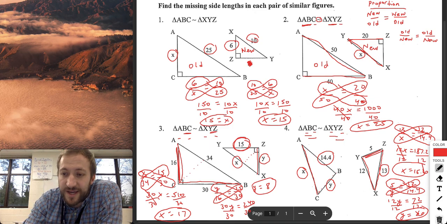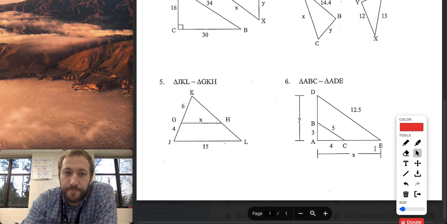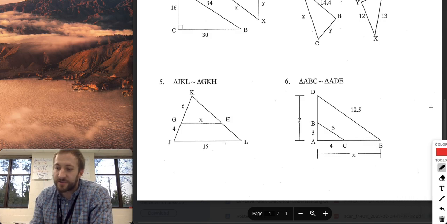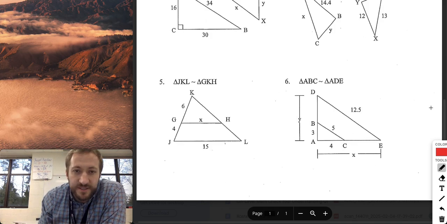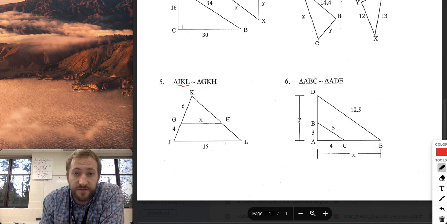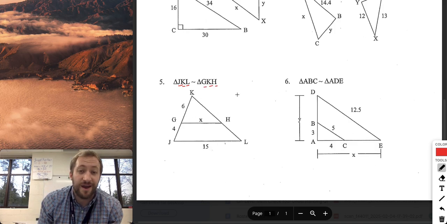All right, let me give that an erase so I can scroll down. There we go. Look at 5 and 6. Now these look a little different just because the triangles are inside each other, all right? Because this small triangle is placed inside the larger triangle. And sometimes that looks a little confusing, but we just have to be able to picture triangle JKL and triangle GKH, all right? So if you want to draw it separately, you absolutely could. So I'll just draw the smaller triangle over here, and I'll go fill it in. So we'd have GKH.